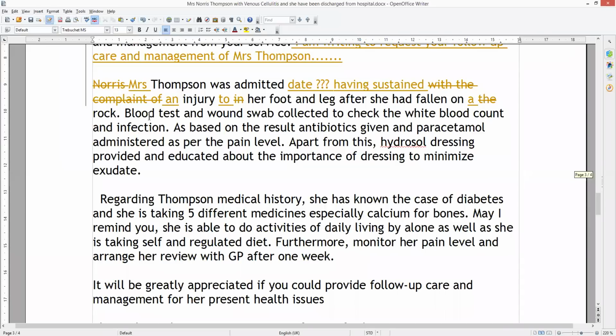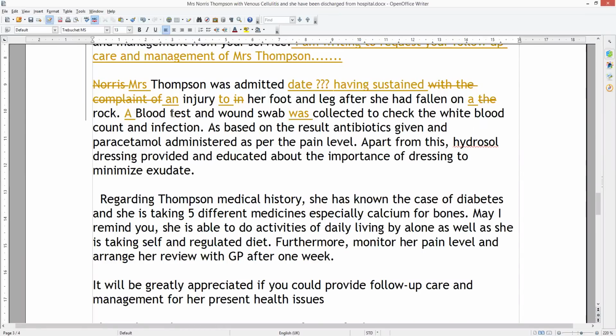Right, so articles. A blood test and the wound swab was collected. If it's passive, we need a form of be, am, is, was, were, and verb number 3 to make it passive. A blood test and wound swab was collected to check the white blood count infection. That's based on the result. Antibiotics were given. Passive, passive, be. Don't forget your verb. Antibiotics were given, and paracetamol administered as per the pain level.